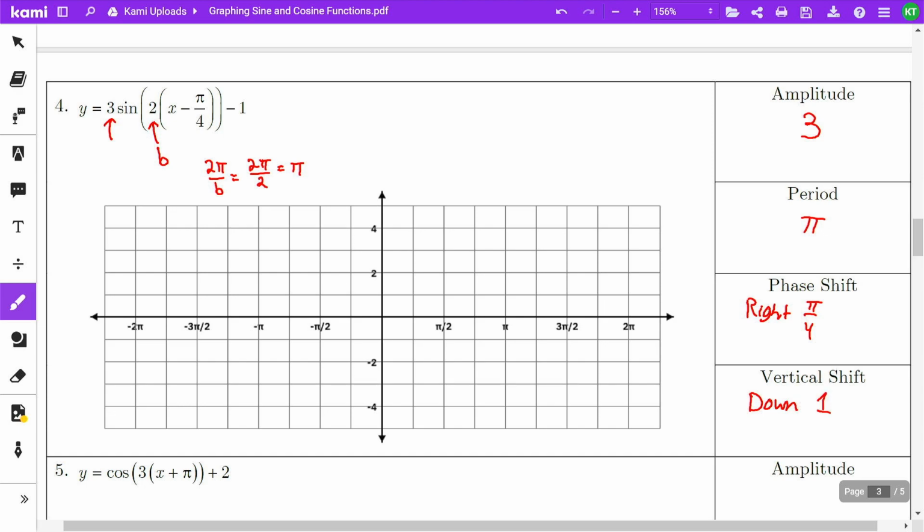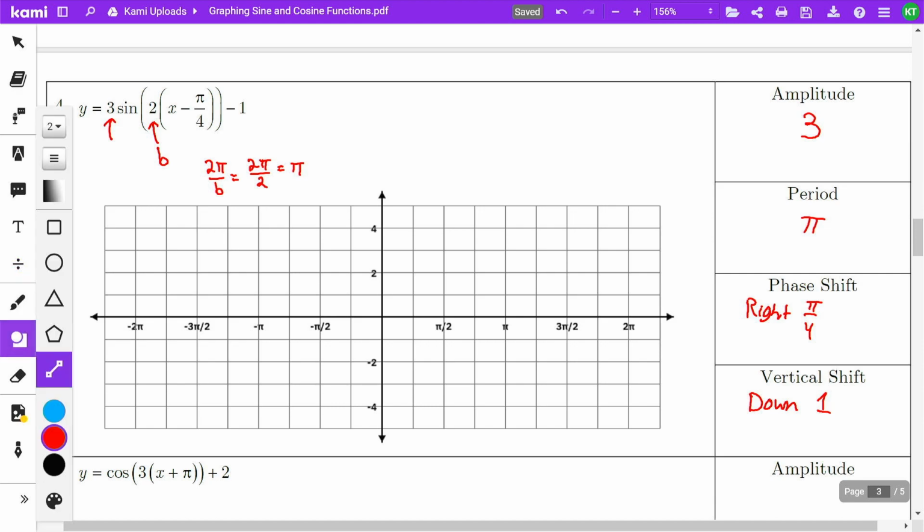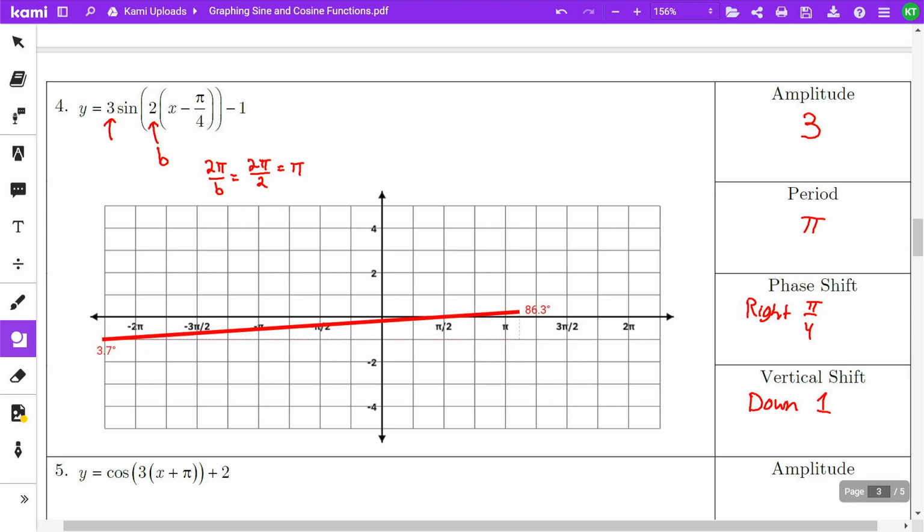Our vertical shift is going to be the same thing as our midline. So I'm going to go ahead and draw my midline here at negative 1. So y equals negative 1. That will be my midline.